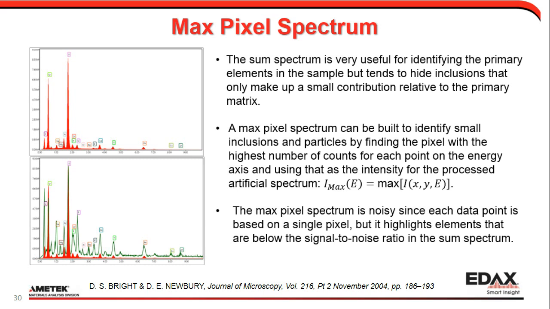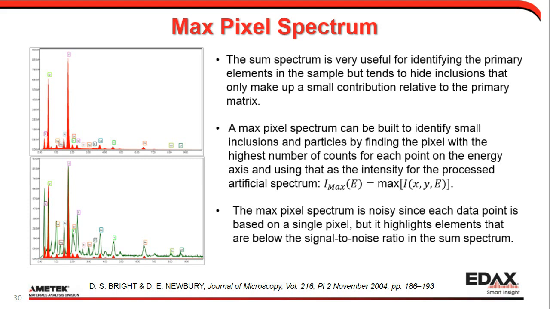A maximum pixel spectrum can be built to identify small inclusions and particles by finding the pixel with the highest number of counts for each point on the energy axis and using that as the intensity for the processed artificial spectrum.